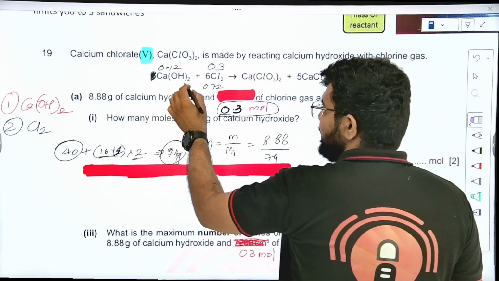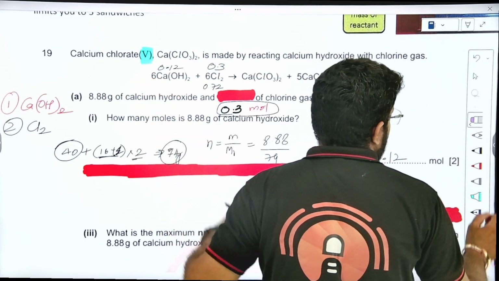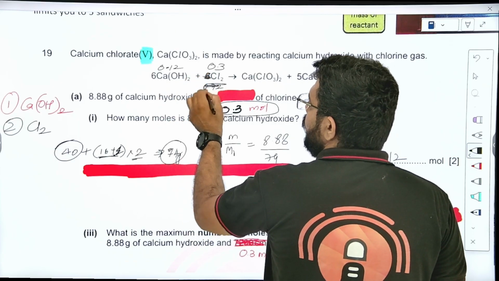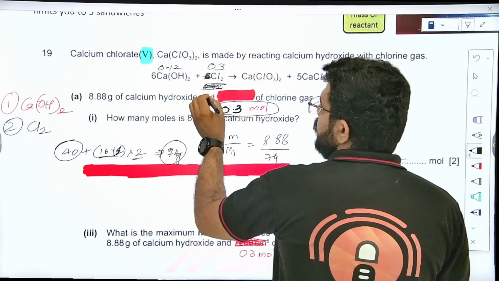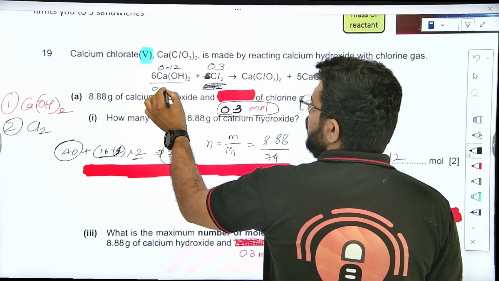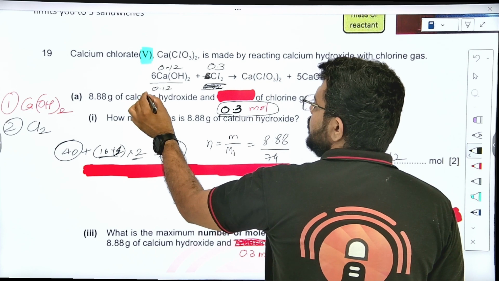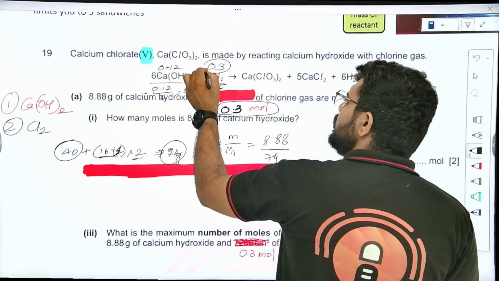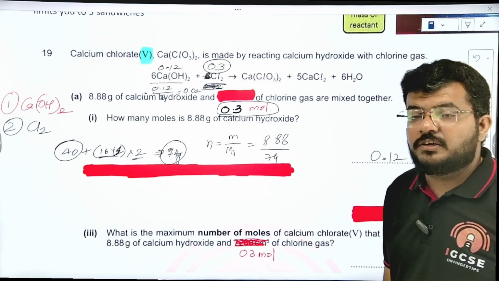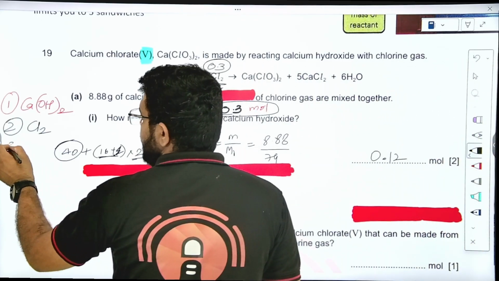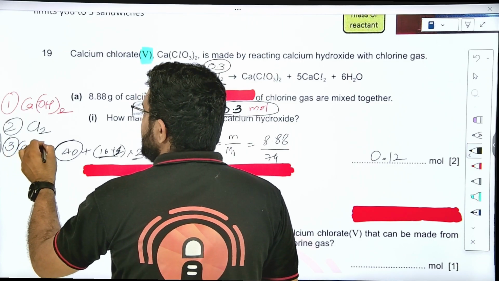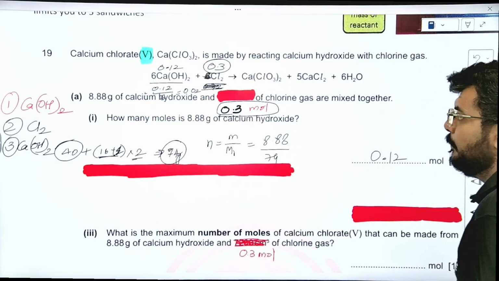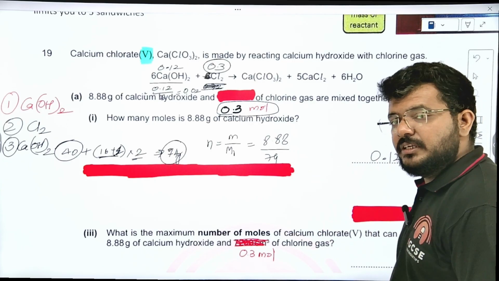Now, let's say instead of this, chlorine was in the ratio 6:1. Then what will happen? So, for 6 parts, 0.12 divided by 6. It will give you 0.02. Only 0.02 moles of chlorine is required to react. So, in third case, again, calcium hydroxide becomes the limiting reagent. I hope this part where how to understand the limiting reagent makes sense.